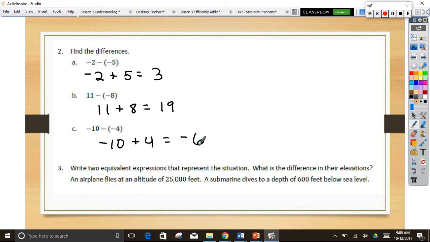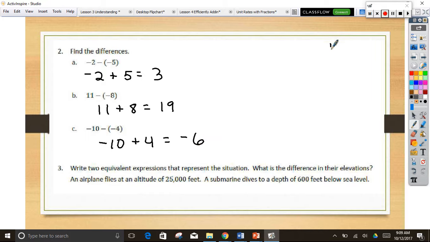Okay, the last one asks us to write 2 equivalent expressions that represent the situation. So in other words, we're going to write an expression, which basically means we're going to do some sort of an addition or subtraction sentence that does not have an equality sign. What is the difference in their elevations? An airplane flies at an altitude of 25,000 feet. A submarine dives to a depth of 600 feet below sea level.